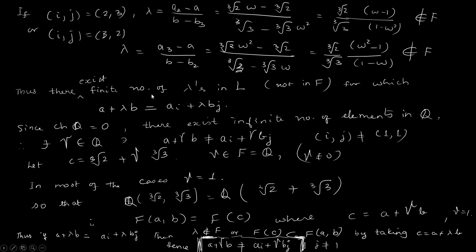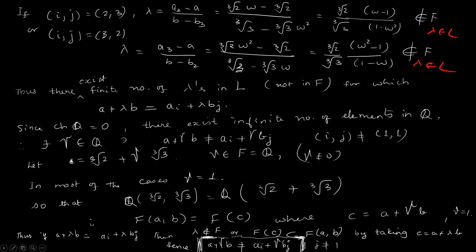So there exists a finite number of lambdas in L, not in F, for which a plus lambda b equals ai plus lambda bj. Now, since the characteristic of Q is 0, there exist infinitely many elements in Q. Our F is Q here. So we can find a gamma in Q such that a plus gamma b is not equal to ai plus gamma bj, with i and j not equal to this.